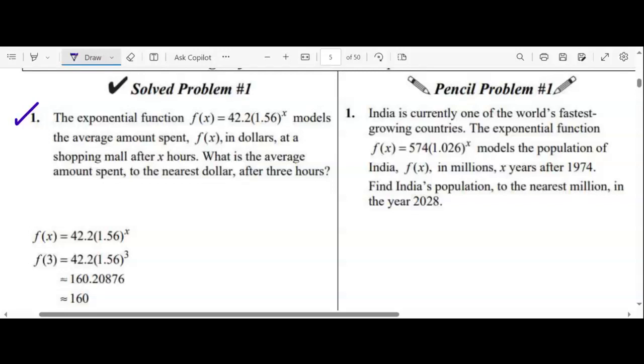From 1974 to 2028, how many years? 54. 54, right? You subtract, you know. 54 or 64? Subtract this from this. 46. Huh? 46 or 64? 64. So what is x here?